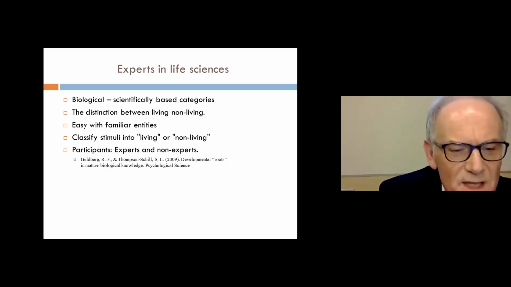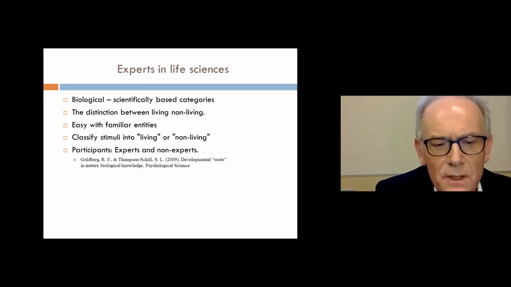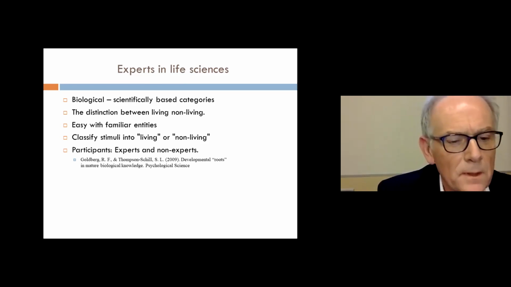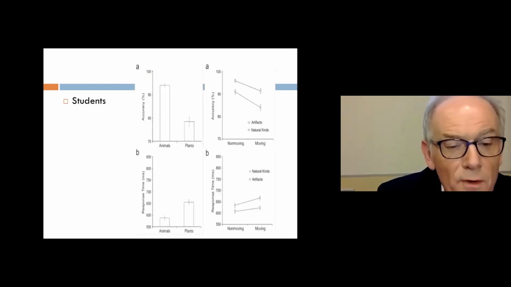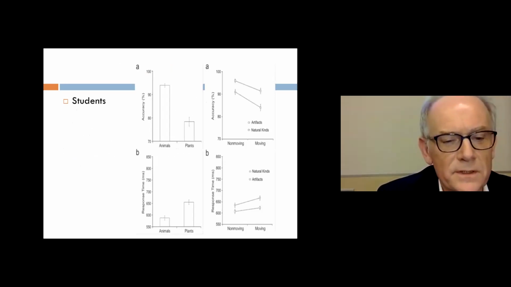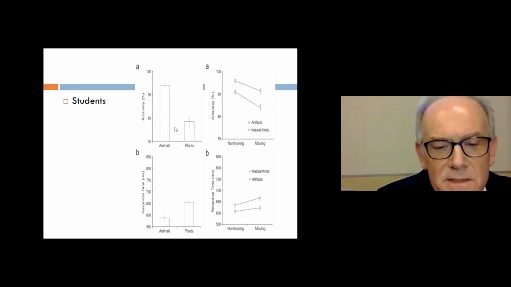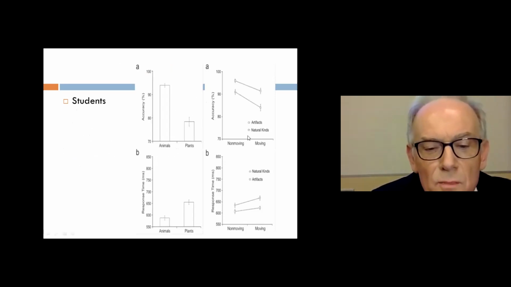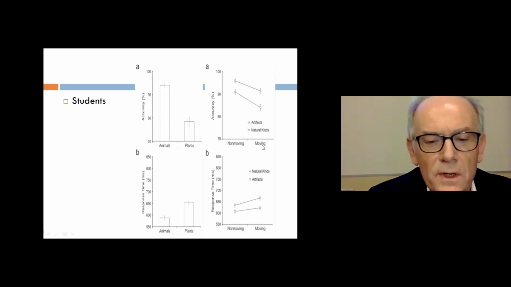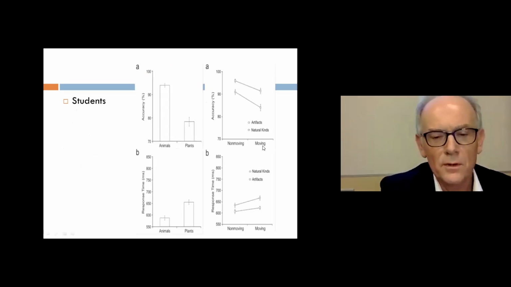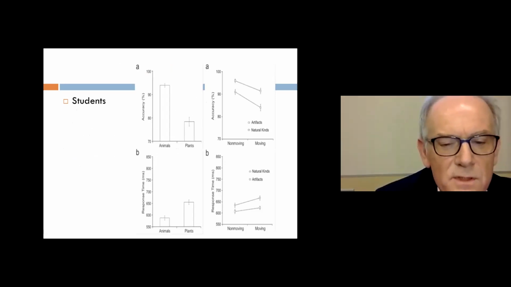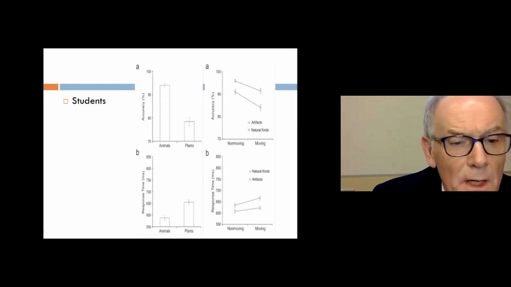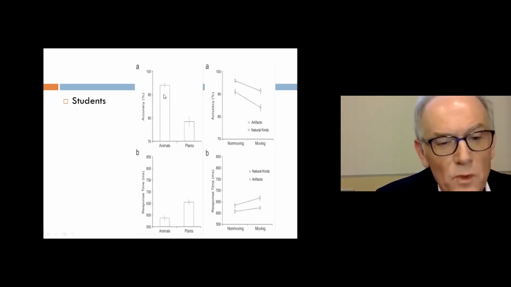So you just have to say, is a dog living? Yes, no. Is a car living? Yes, no. And there were 4 categories of things: animals, plants, non-moving artifacts, moving artifacts, non-moving natural kinds, moving natural kinds. Oh, by the way, it's not an experiment by me, it's an experiment by American colleagues, but I like it. And animals, no problem.